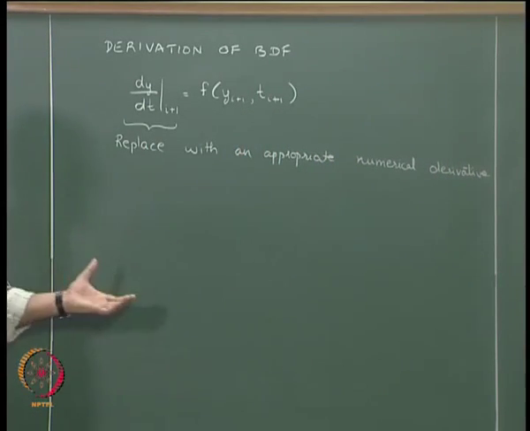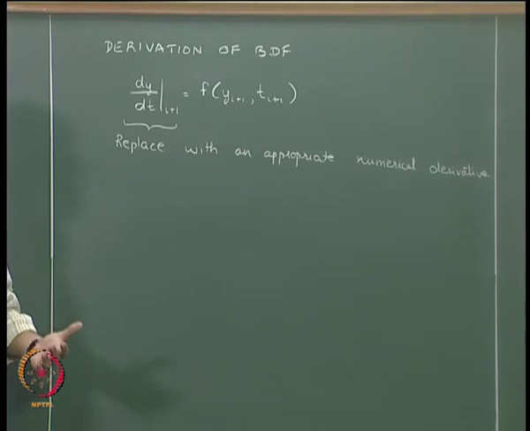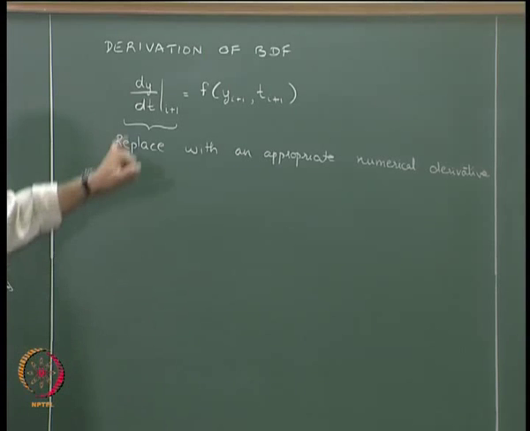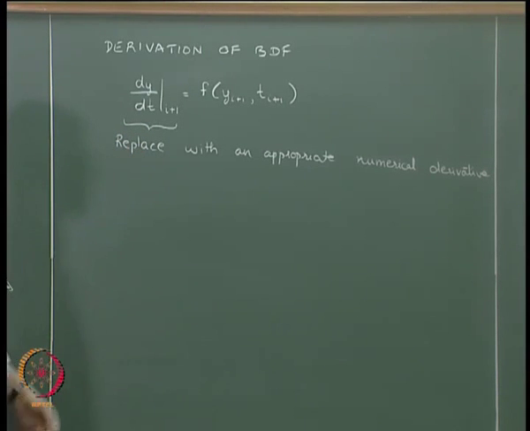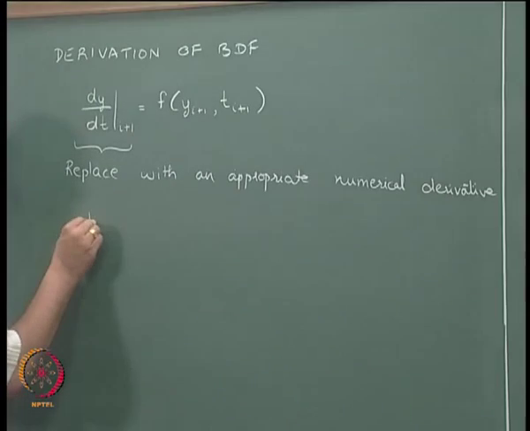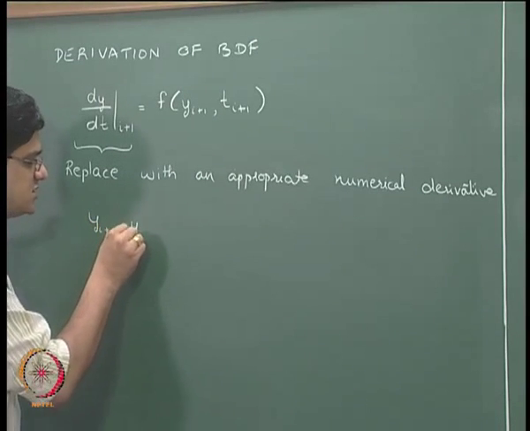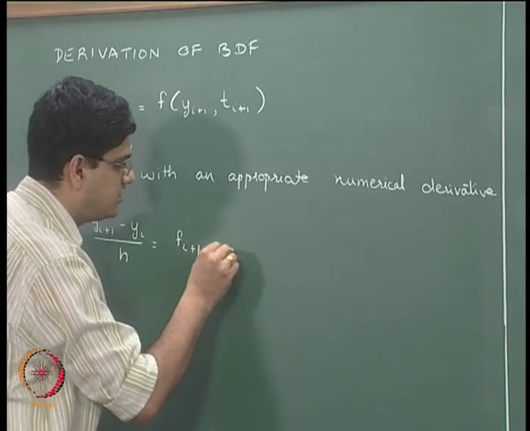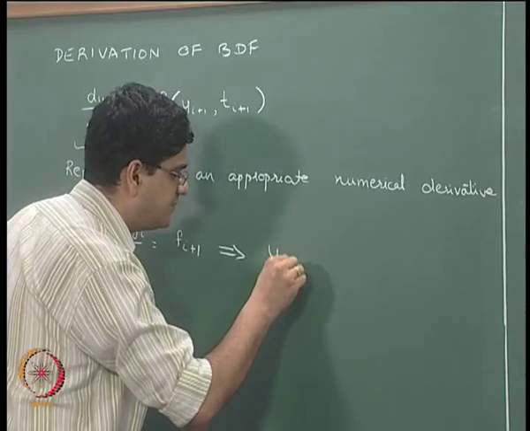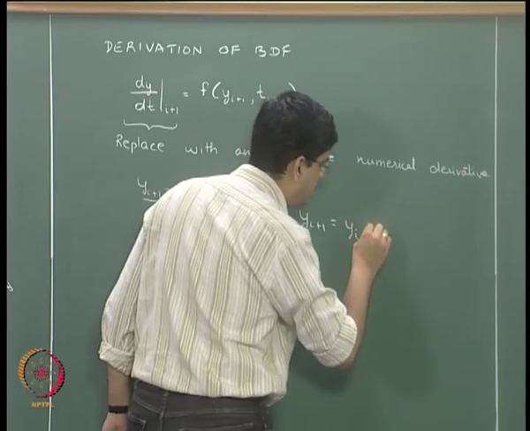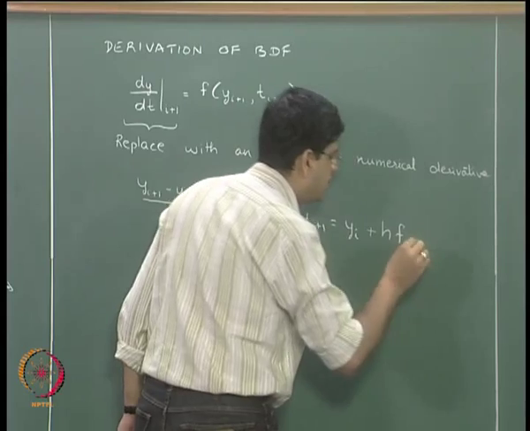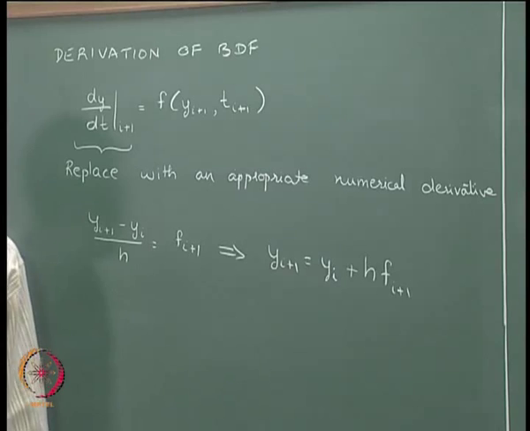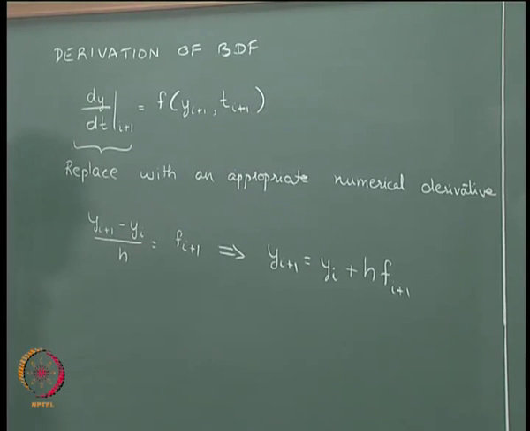Okay. So the first order backward difference formula, as you might expect, is essentially going to be the implicit Euler's method. If we were to replace this with a first order backward difference formula, it is going to be yi plus 1 minus yi divided by h equal to fi plus 1, which will essentially give us yi plus 1 equal to yi plus h times f of yi plus 1. This is nothing but our implicit Euler's method.